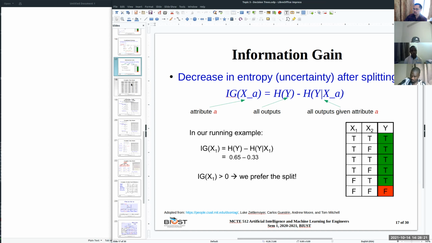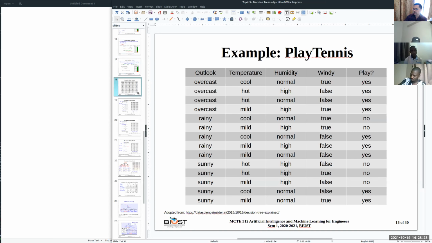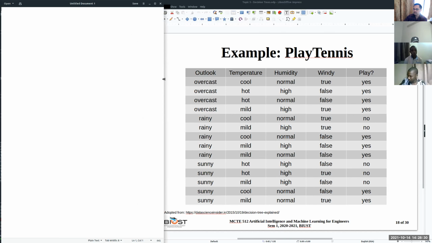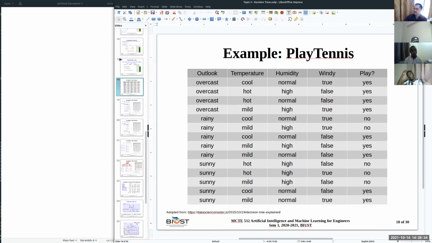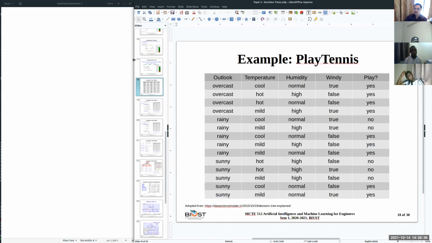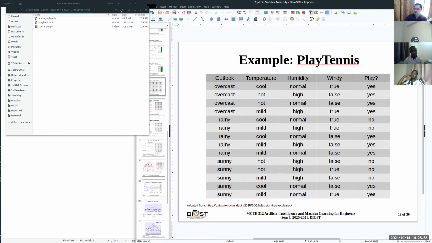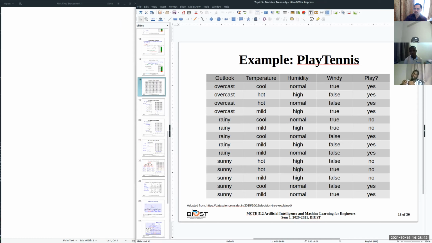So now we have seen this table. Let's go to another example. This is the playing tennis example. As we mentioned, we jokingly say this is like a British kind of person, or maybe some people who are very particular about when to play tennis or not.